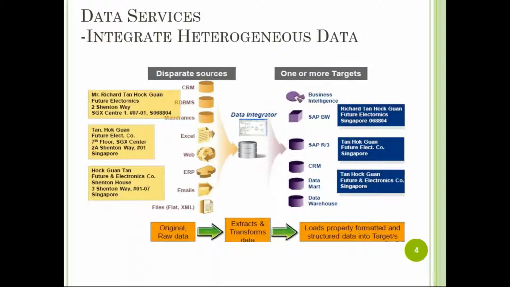So BODS is a heterogeneous data integrator, which is going to integrate different sources and load into your target. If you observe this flow diagram carefully, these are all the different sources BODS will talk to: SAP CRM, RDBMS systems, mainframes, and all those things. We take the original data, extract and transform it, and load it into a properly structured format.